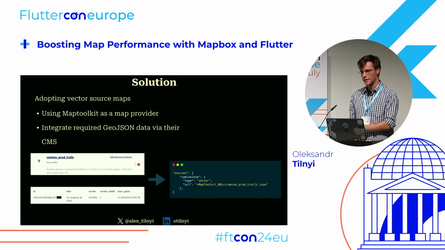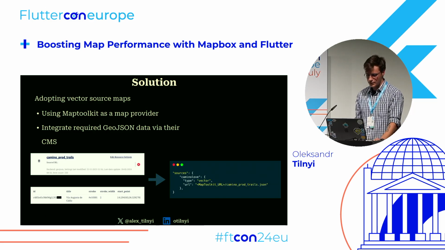So for that we needed to expose the API from Firebase, download all the data, transform it to GeoJSON format, and after that we are just posting it to the content management system, and after that it's integrated into the map, and we can use it as a source.